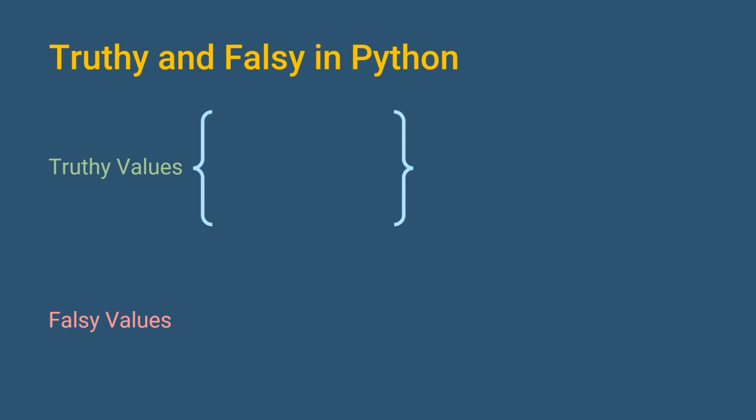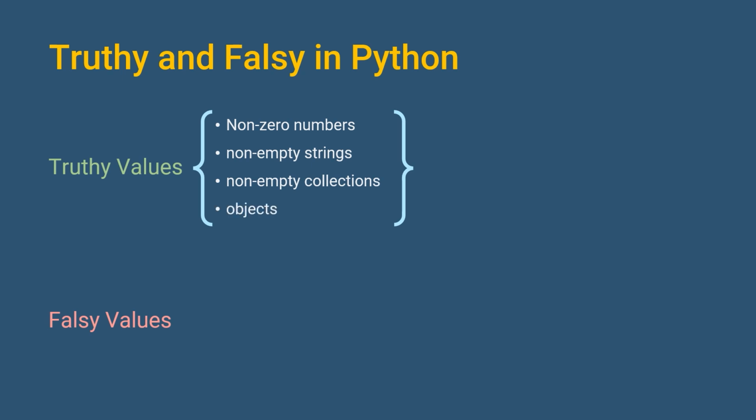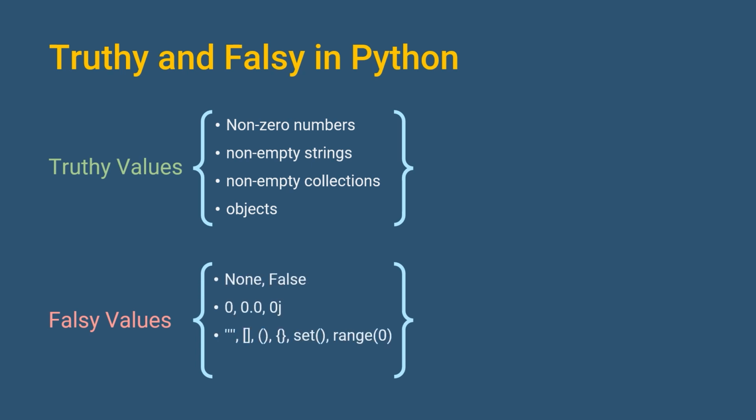Truthy values. These are values that are considered true when evaluated in a Boolean context. Most non-zero numbers, non-empty strings, non-empty collections, and objects are considered truthy. Falsy values. These are values that are considered false when evaluated in a Boolean context. Common falsy values include None, False, 0 of any numeric type, empty sequences and collections, and custom objects that implement the __bool__ or __len__ methods to return False or 0.